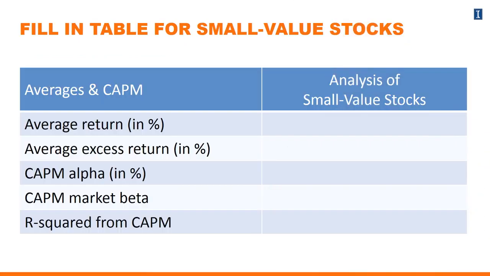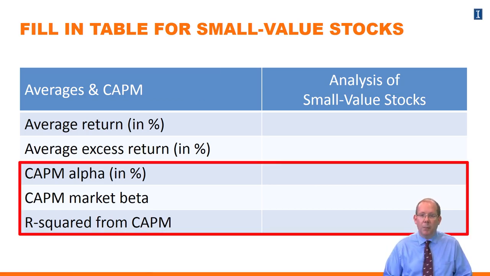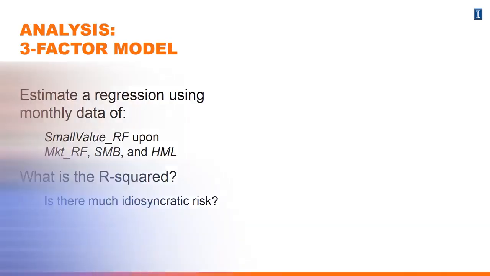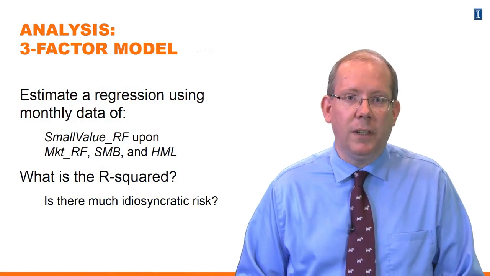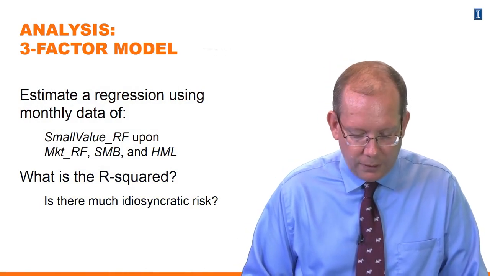Okay, so let's fill in this table for small value stocks. What's the average return? What's the average excess return, the return in excess of Treasury bills? And then let's do the CAPM model. Let's do a regression for the CAPM model. What's the alpha? What's the market beta? What's the R² of this strategy? And remember, we're doing this from 1927 to 2014.